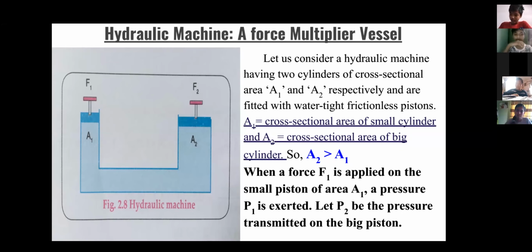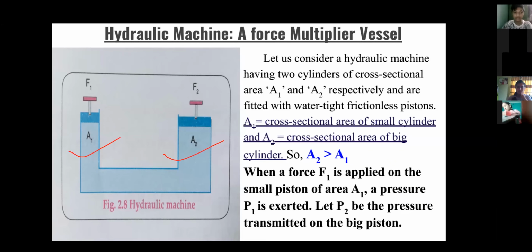Now, after drawing the figure in the first step, we are considering, for Class 10, assume that the hydraulic machine has two cylinders of cross sectional area A1. The area of the big cylinder we consider as A2. So A1 and A2 are the cross sectional area of small and big cylinder respectively.